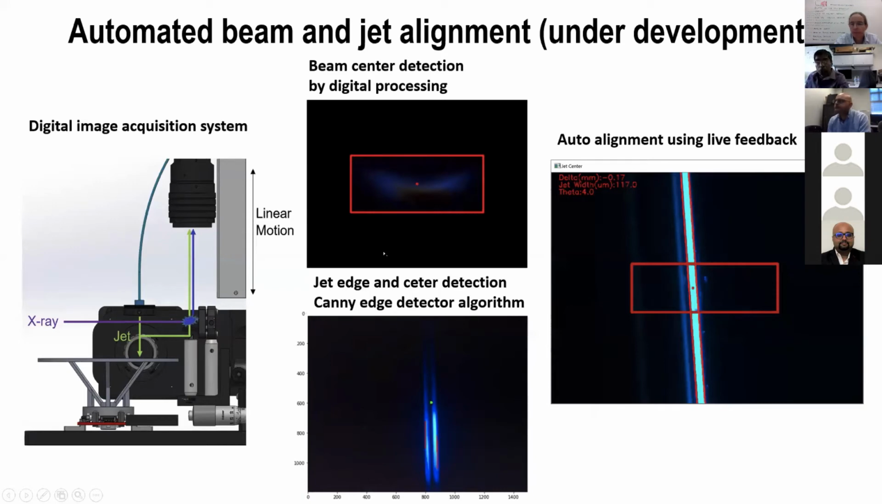Alignment is another issue, because this jet is not as stable as a capillary; it can move micrometers. So we need to have a live alignment. We are developing it using digital processing, so we can determine the center of the beam and also the center of the jet, and then by manipulation of the software, we can actually align these two. This is something that maybe will be available next year to the user.